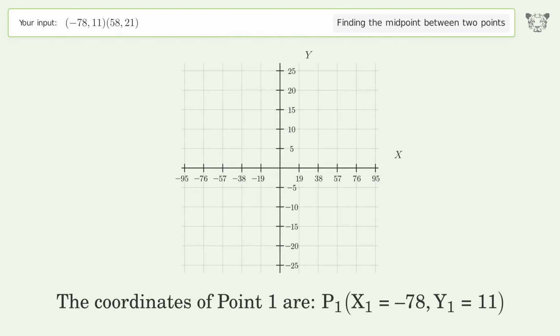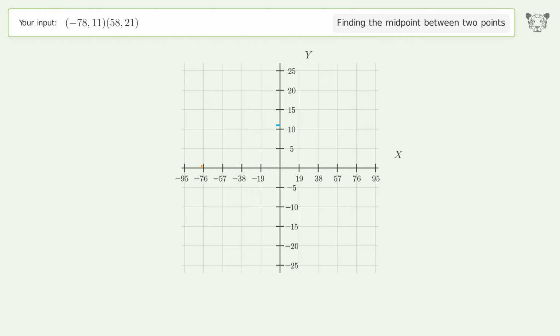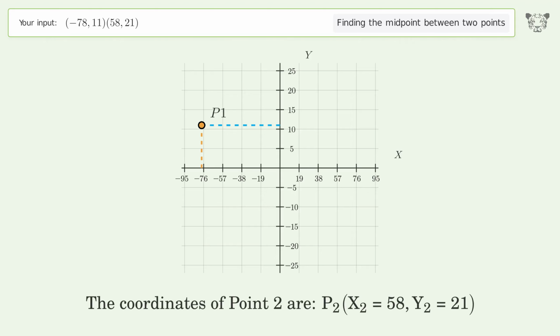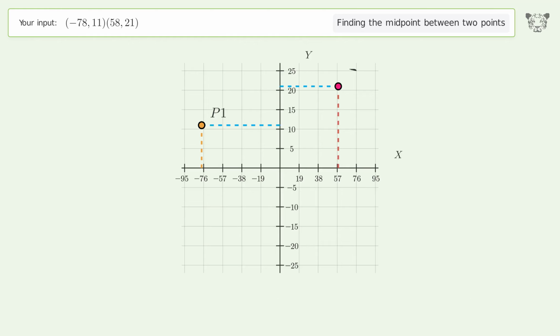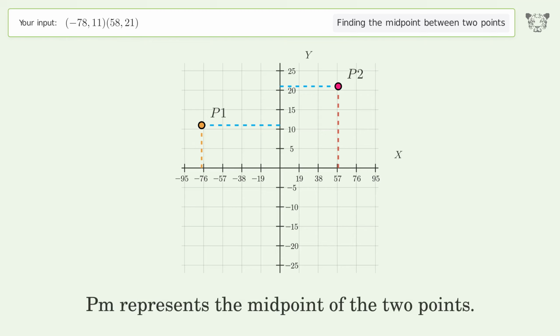The coordinates of point 1 are x1 equals -78, y1 equals 11. The coordinates of point 2 are x2 equals 58, y2 equals 21. PM represents the midpoint of the 2 points.